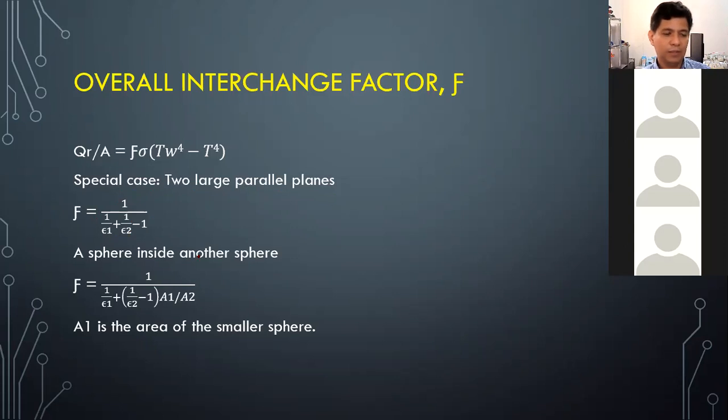Tapos, this is for concentric spheres. Imagine you have two spheres, one small inside the other. One emits radiation, the other receives. So this is the equation of the angle factor: 1 all over 1 over emissivity 1 plus (1 over emissivity 2 minus 1) times A1 over A2. A1 is the area of the smaller sphere, and E1 is the emissivity of the smaller sphere.